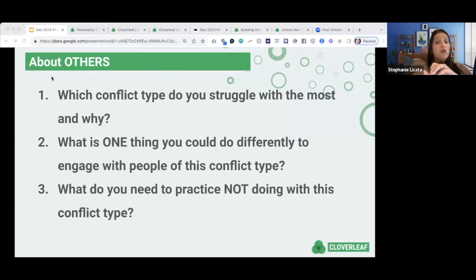Well, answer one of these questions. Which conflict type do you struggle with the most and why? What's one thing you could do differently to engage with a person of this conflict type? And what do you need to practice not doing with this conflict type? What's the insight from that conversation that you walked away with?